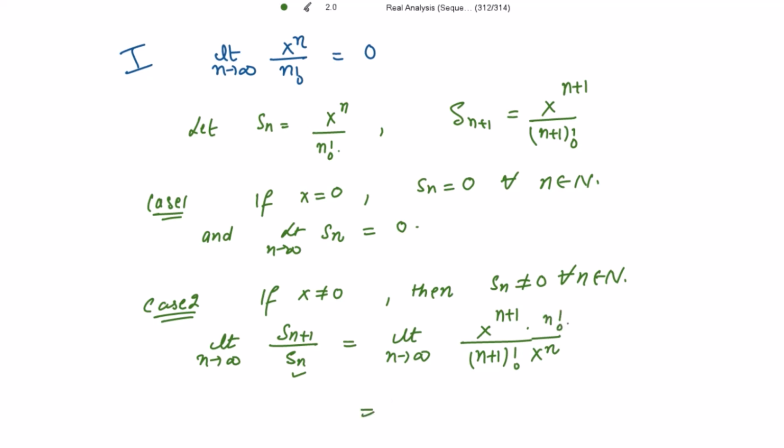So from here we cancel this x to the power n and we get x in the numerator, and n plus 1 factorial is n plus 1 into n factorial, and we also have n factorial in the numerator, so these two cancel out and we have x divided by n plus 1. So when taking n tends to infinity on this, we get x divided by infinity, that is equal to 0. So we are getting limit n tends to infinity of Sn plus 1 divided by Sn to be equal to 0. And if I take the mod of this limit, that will also be equal to 0, right?